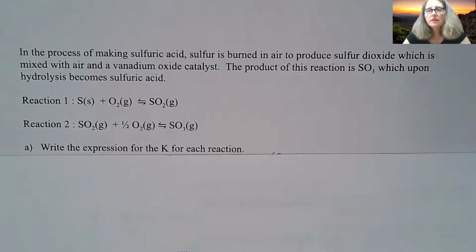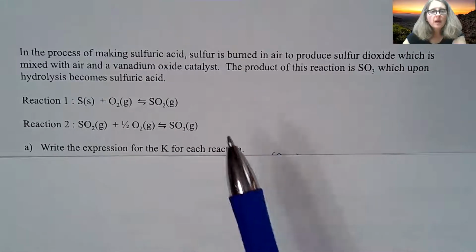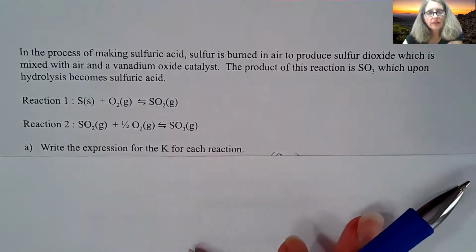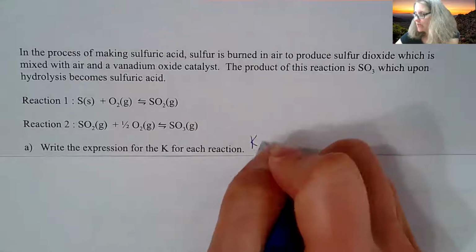So this is continuing again, chapter 15, equilibrium. I'm going to work a couple problems here so you can see how to apply some of this. We have two reactions here, the process of making sulfuric acid, and they're both at equilibrium and they're all gases. I'd like you to write the expression for K for each reaction, and we're going to do Kp.